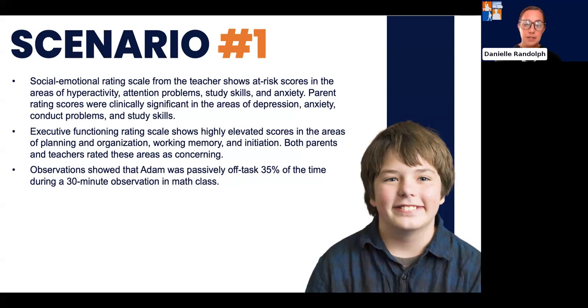There was an observation that was done, and he was passively off task 35% of the time during a 30-minute observation in math class. So think about 35%. I mean, the math class was 30 minutes. 35% of the time is kind of high, in my opinion. But he was passively off task. So that means he was maybe looking around, maybe twiddling with something or looking at his paper, but he wasn't necessarily paying attention to the instruction.